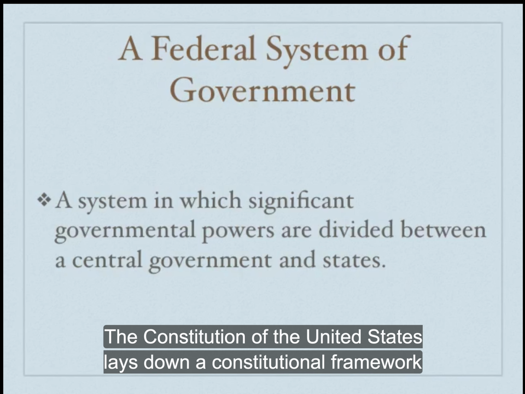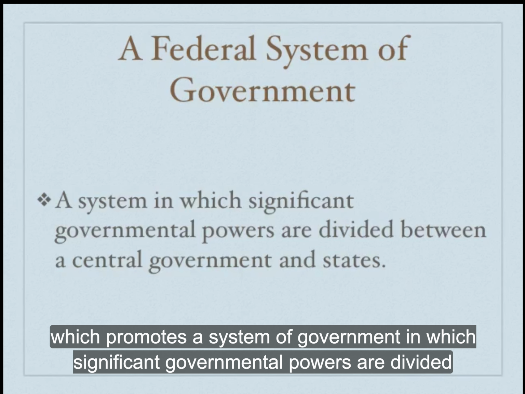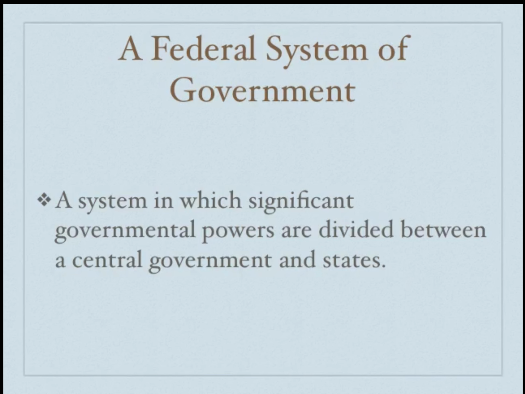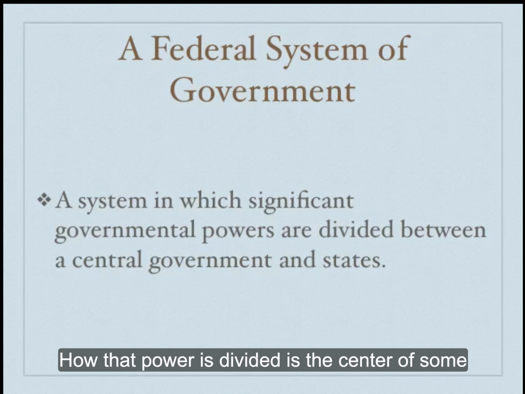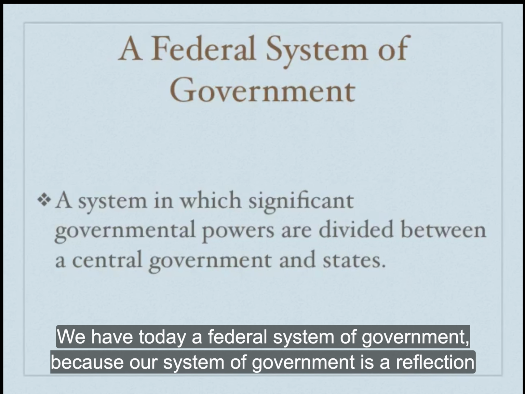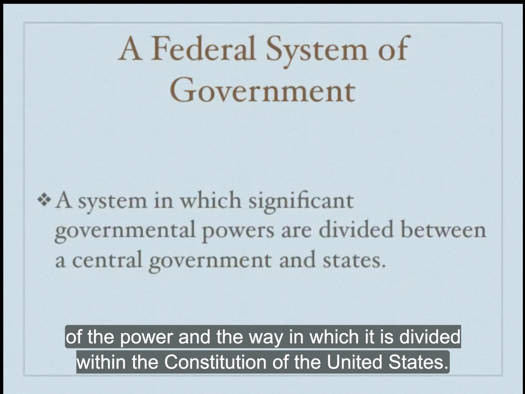The Constitution of the United States lays down a constitutional framework which promotes a system of government in which significant governmental powers are divided between a centralized authority or central government and states. How that power is divided is the center of some of the most significant debates in the history of this country. We have today a federal system of government because our system of government is a reflection of the way in which power is divided within the Constitution of the United States.